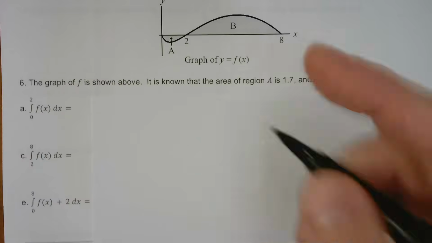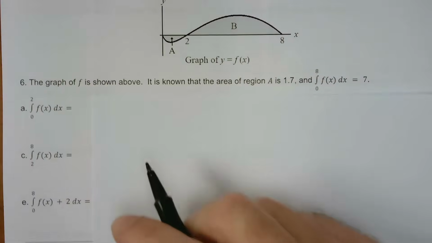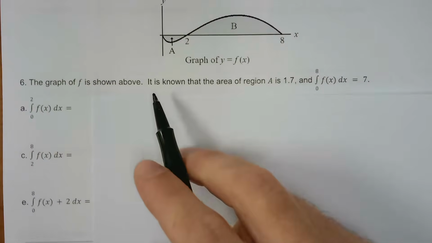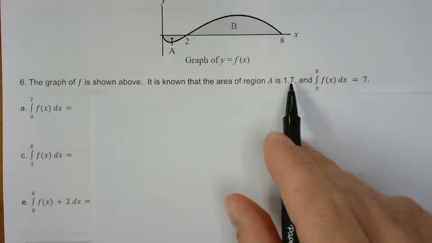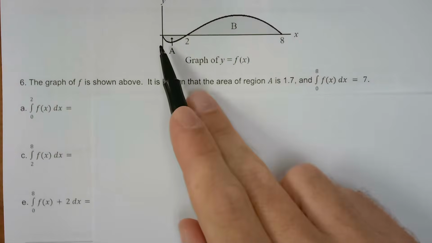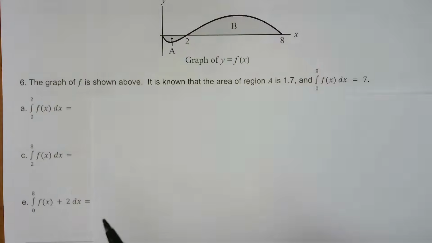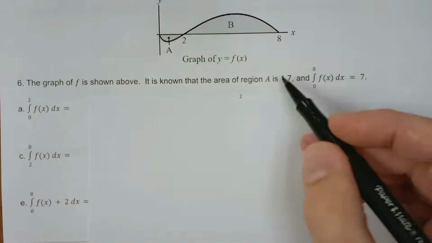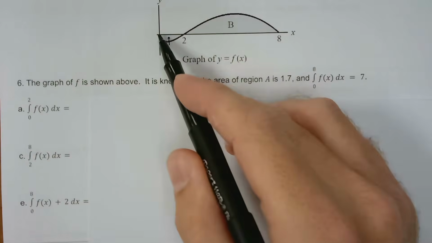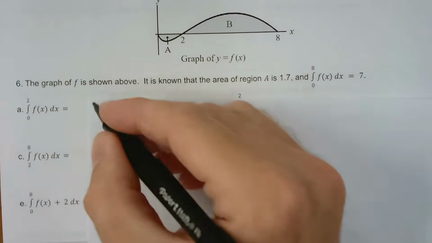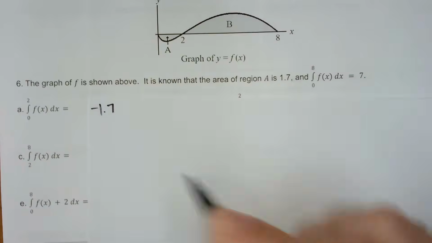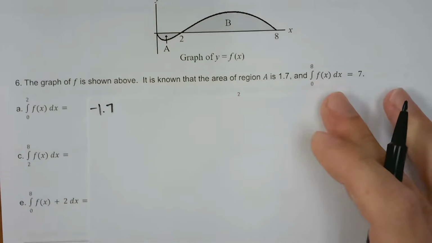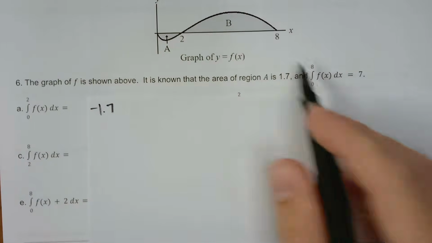Right, now we're going to move on and do some integral properties. So the graph of f is shown above. The area of A is 1.7, but the integral from 0 to 2 is going to count negatively. So I might as well just get in there right now and say, okay, if the area of A is 1.7, then really the integral from 0 to 2 of f of x dx is -1.7. Okay, the integral from 2 to 8, that's what we're going to have to figure out.